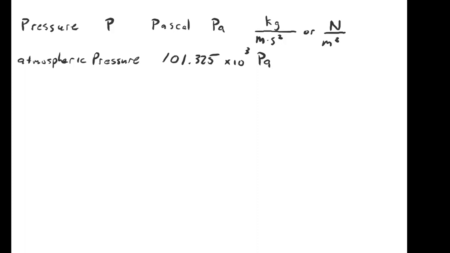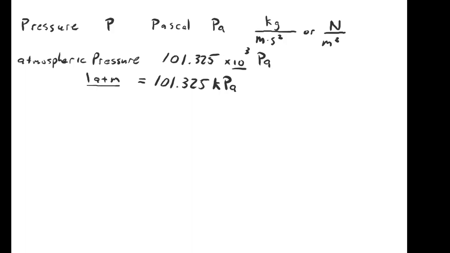So here's what we generally do. We use kilo. So 10 to the 3 is kilo. So this would also be 101.325, and instead of 10 to the 3, just write kilo. So kilopascals. And then this is usually defined or referred to as one standard atmosphere. 1 atm is atmospheric pressure.